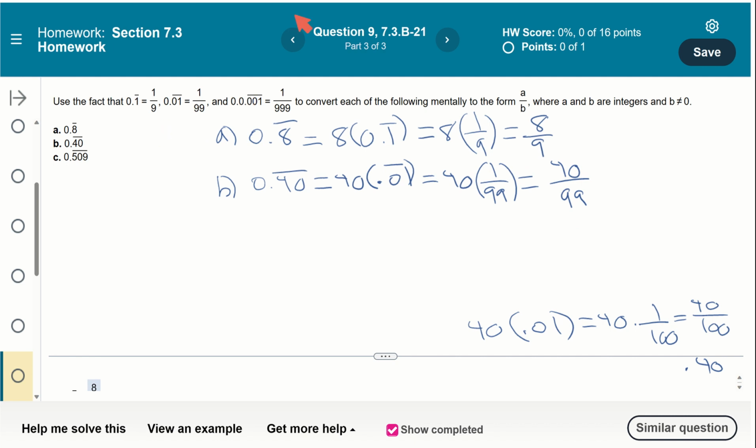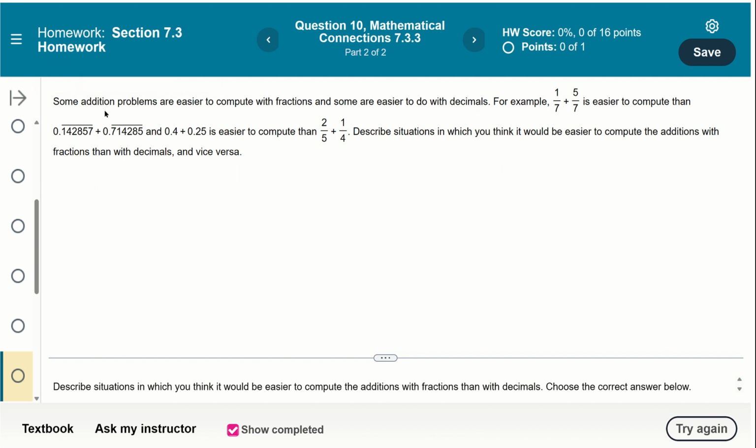Let's look at something else. Some addition problems are easier to compute with fractions and some are easier to do with decimals. For example, 1/7 plus 5/7 is easier to compute in fractional form than their equivalents, which are non-terminating, repeating decimals. On the other hand, 0.4 plus 0.25 is easier to calculate than this sum in fractional form. In what situations do you think one would be beneficial or the other?